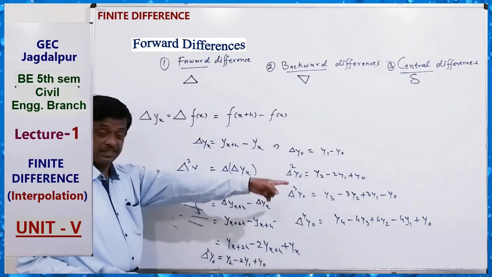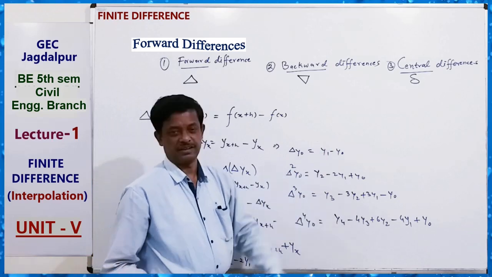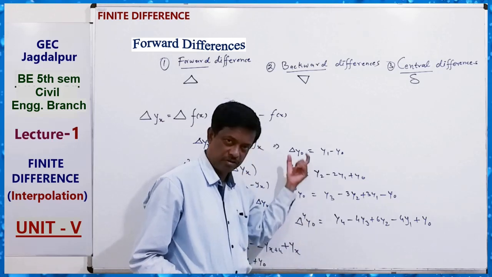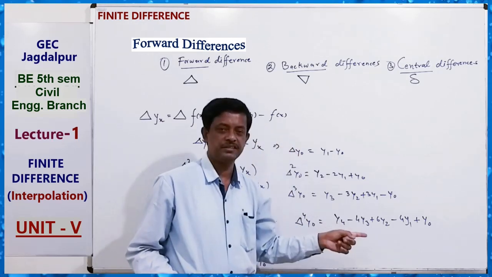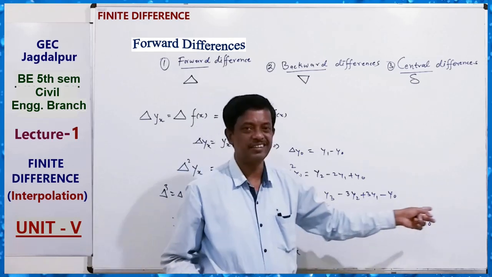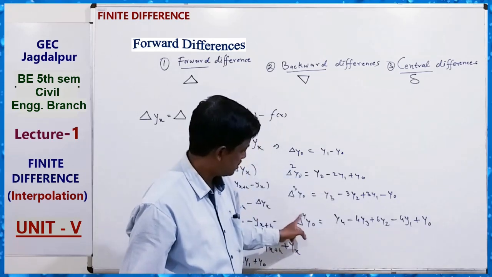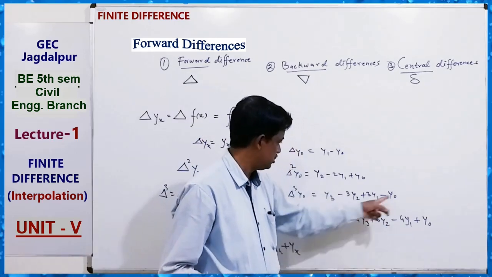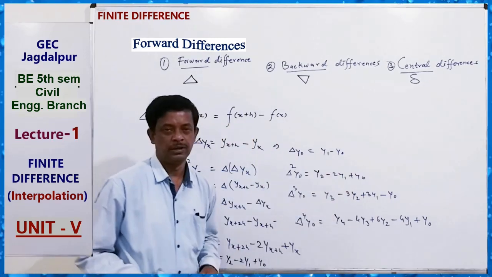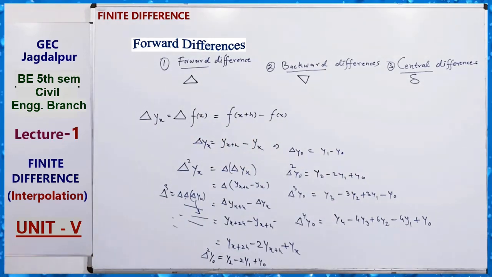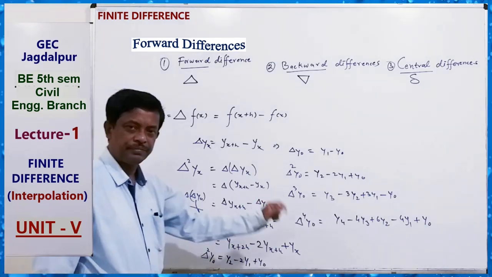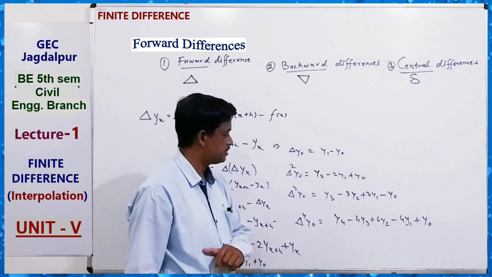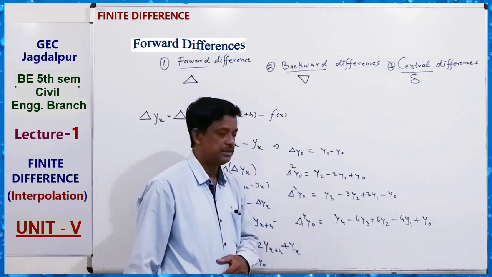From here we see that the forward differences of different orders can be expressed in terms of the entries. The fourth order difference involves y0 to y4, the third order y0 to y3, the second y0 to y2, and the first y0 and y1. This is how we find differences of different orders.